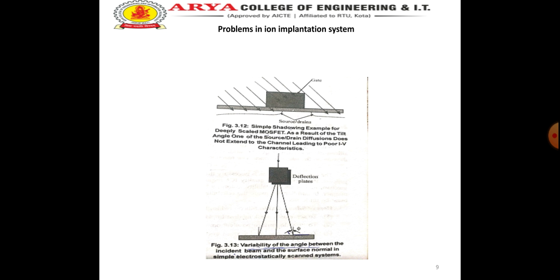Now we have discussed the problems of ion implantation system. The figure shows a simple shadowing example for a deeply scaled MOSFET. As a result of the tilt angle, one of the source drain diffusions does not extend to the channel, leading to poor characteristics. Now the second figure, deflection plates: variability of the angle between the incident beam and the surface normal in simple electrostatically scanned systems. So these are the problems of ion implantation.